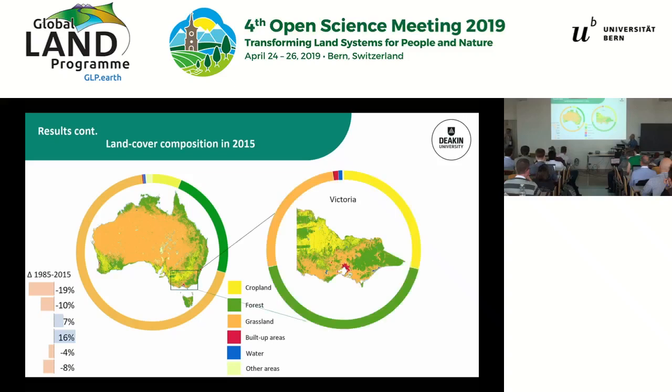In the case of Victoria, a state in Australia, the land cover composition is more homogeneous, with forest covering 43%, followed by grassland and cropland with around 30%. And the relative change for Victoria shows that croplands have reduced by around 4% of the original areas, and built-up areas, urban areas, have increased by 36%.